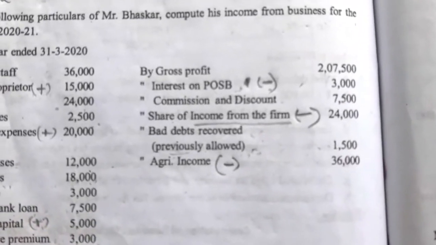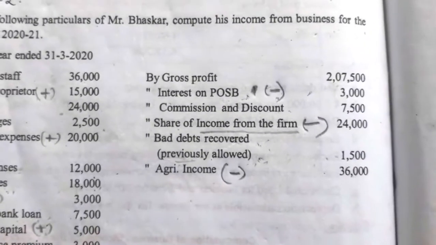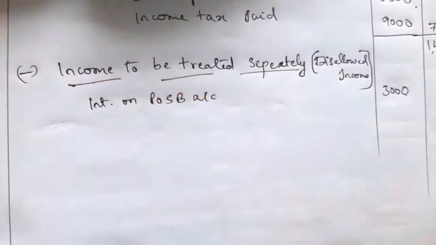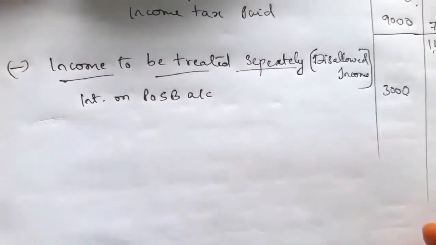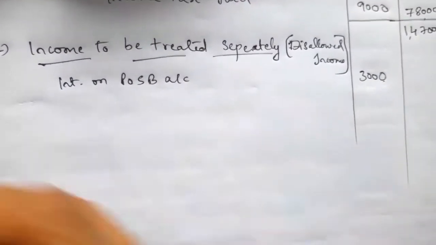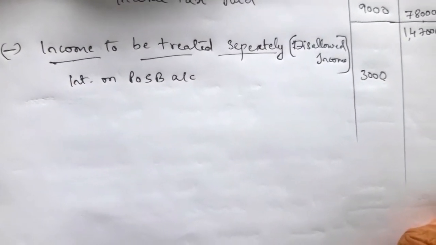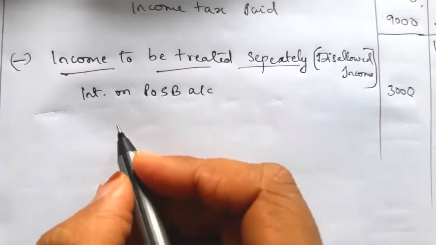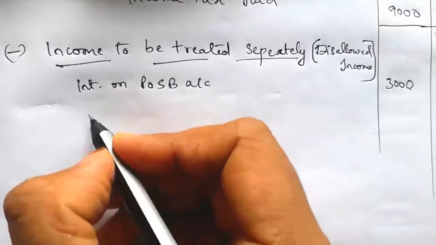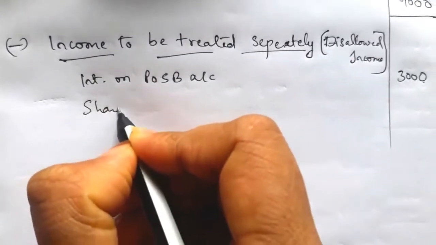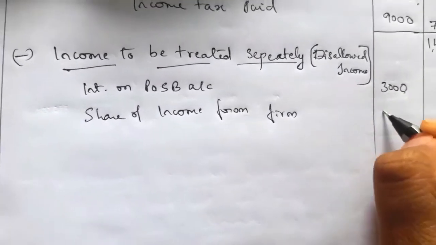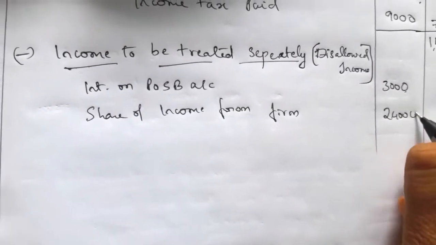Then share of income from the firm, it is not a business related income, it is a personal income. It is an income he is going to receive from other sources, not from a business. It is from a partnership firm. He is a partner in one of the partnership firms, so he has received income from that partnership firm. It is disallowed. It is not relating to a particular business. So share of income from firm is not a business income, so 24,000 should be deducted.